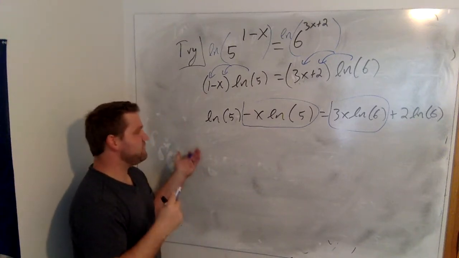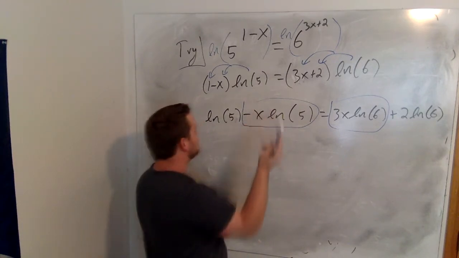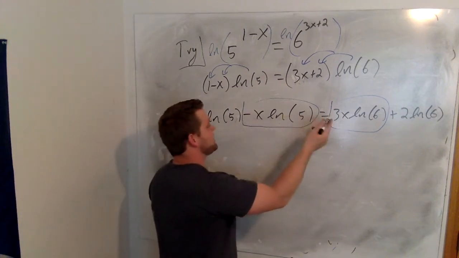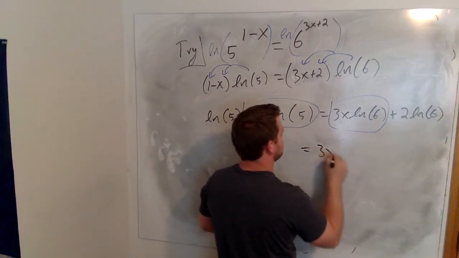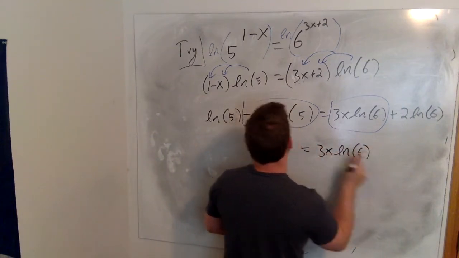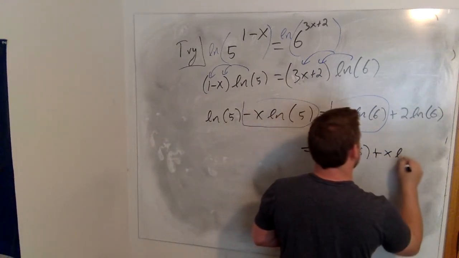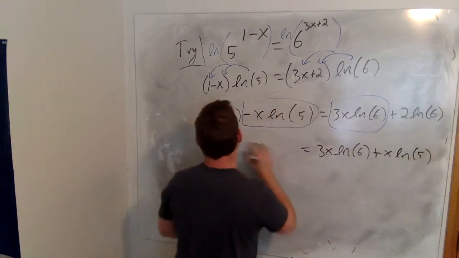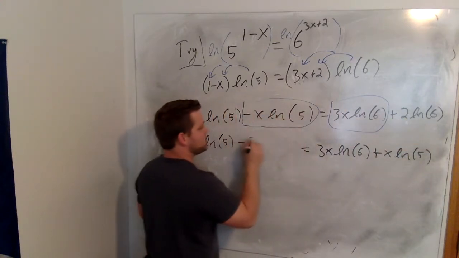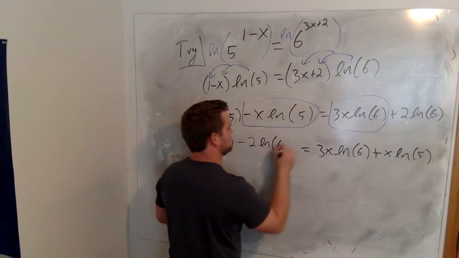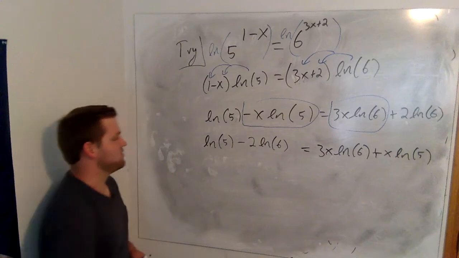You could bring all the x terms to the left. You could bring it to the right. Doesn't really matter. I'm going to go ahead and bring them to the right because I don't like negatives. So I'm going to add x times the natural log of 5 to both sides. So I'm going to bring all the x's to the right-hand side. So this is 3x times the natural log of 6 plus x times the natural log of 5. Okay, we had a natural log of 5 here, and I'm going to subtract the 2 times the natural log of 6. So I put all my x terms on the right-hand side, and I have my non-x pieces on the left-hand side.